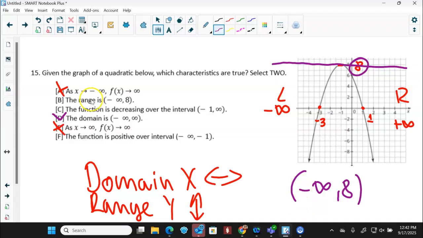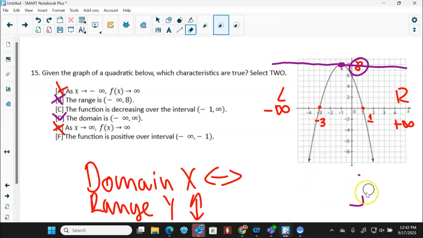Now, why is this one not correct? Why is B not correct? Because with range and domain, especially with range, the 8 is included inside that graph. It's a part of that graph. So the parenthesis here is wrong, and that's going to be very, very important. So this is not correct, okay? If the bracket was closed on the number 8, then answer B would be correct, okay? All right.